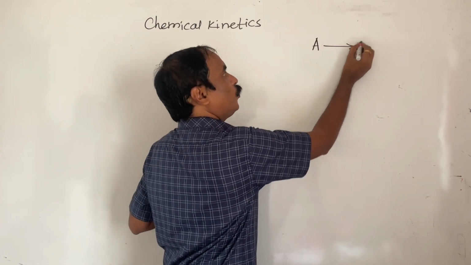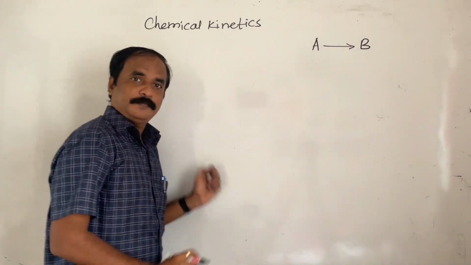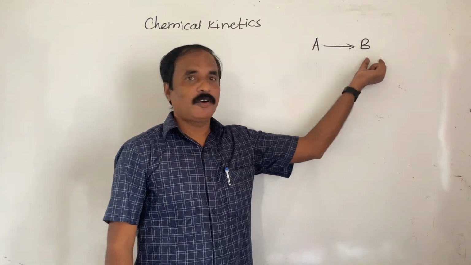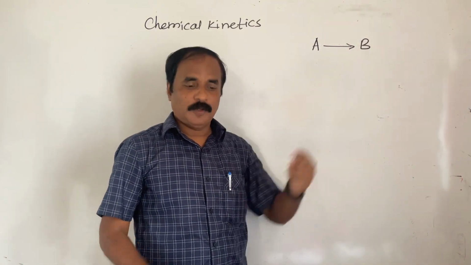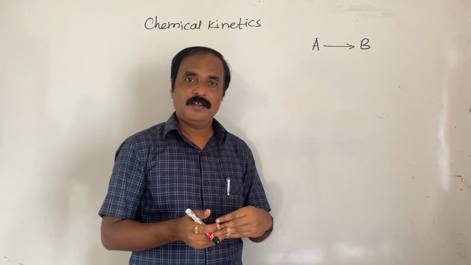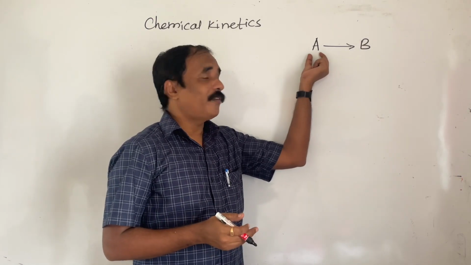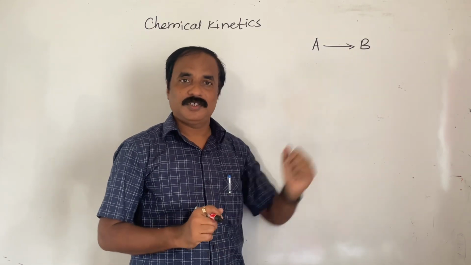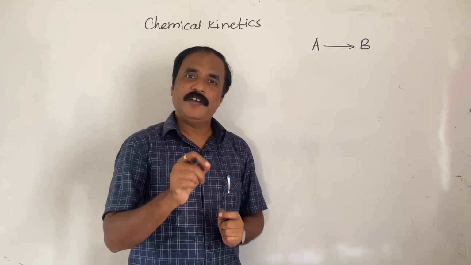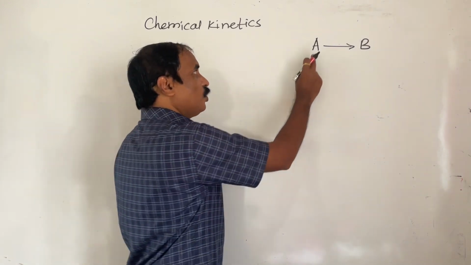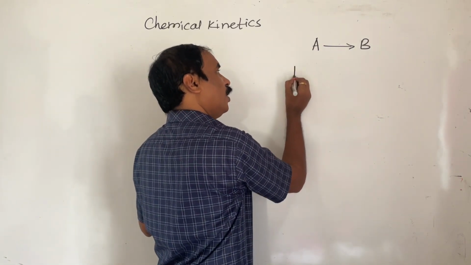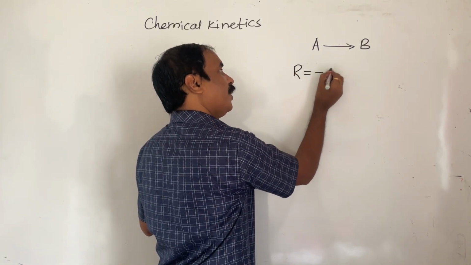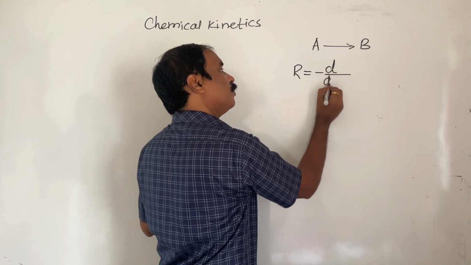A reaction A to B, यहाँ पर A reactant और B product है. जब reaction start होती है तो concentration of reactant will be decreased and simultaneously concentration of B will be increased. So what is the rate of reaction? Decrease in concentration of reactant, we can write R and rate of reaction. R is equal to minus d by dt of A.